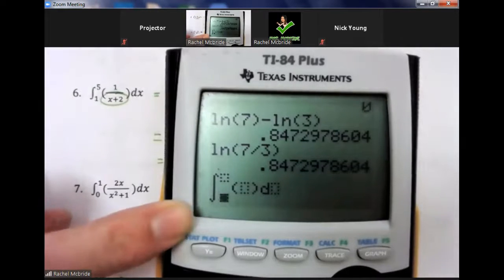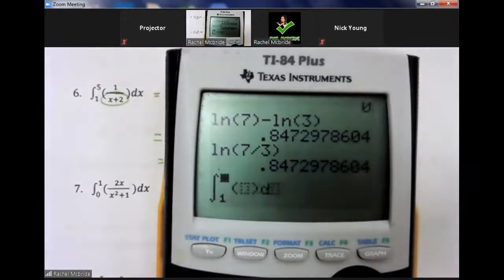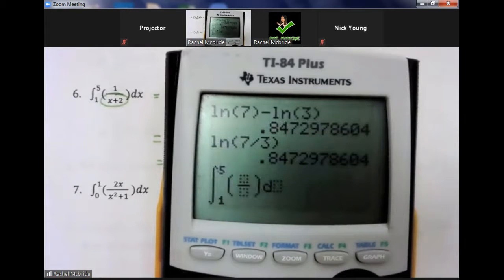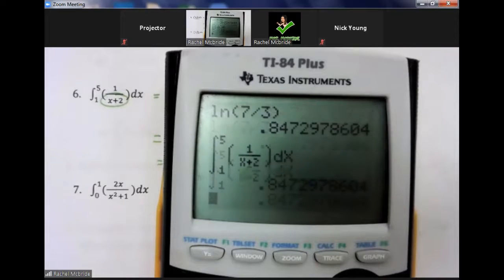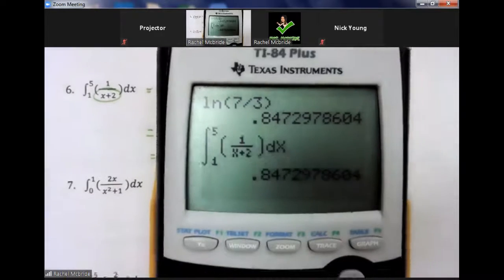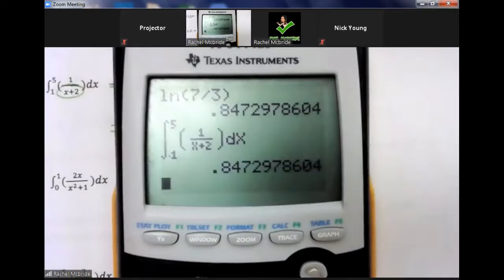And then here you can check the 1 to 5 and do 1 over x plus 2 dx. And again, it's going to give you that decimal form. It's not going to give you the natural log form. So that's part of the other reason why it's so important to know how to do these by hand.